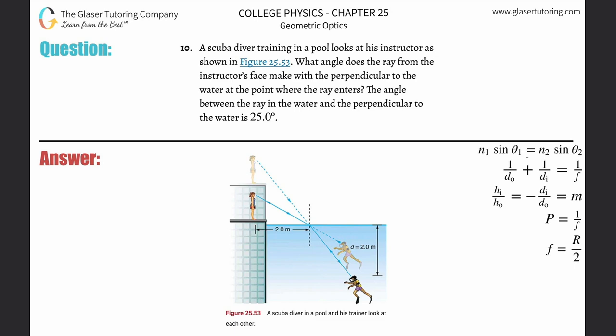Number 10, a scuba diver training in a pool looks at his instructor as shown in the figure. What angle does the ray from the instructor's face make with the perpendicular to the water at the point where the ray enters? The angle between the ray in the water and the perpendicular is 25.